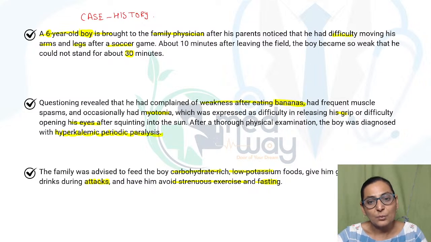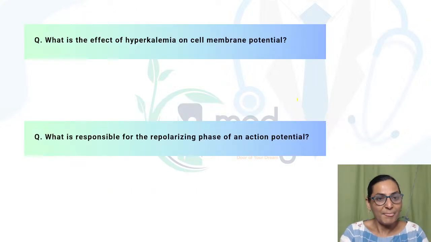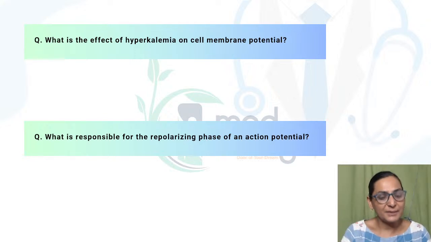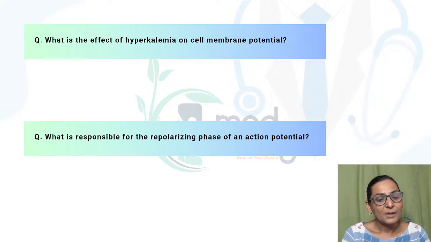So what this banana contains is not only carbohydrate but something else which is very important, which we will be looking at. Right now, what is the effect of hyperkalemia on the cell membrane potential? A very important question that must be answered. And what is responsible for the repolarizing of the action potential?